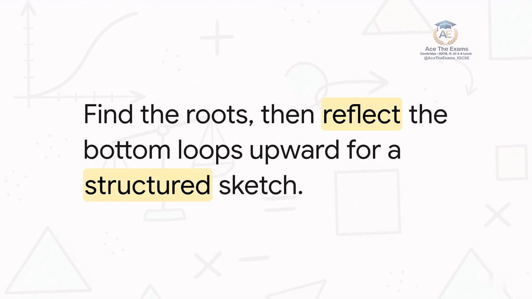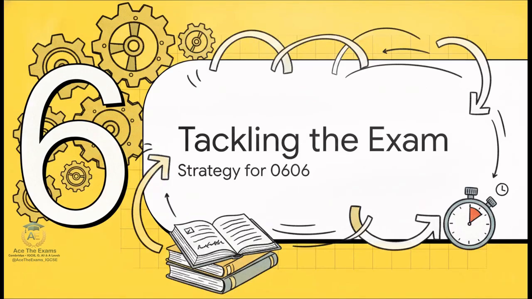Once that's done, just apply the modulus rule we talked about earlier. You literally just take those bottom loops that are dipping below the x-axis and reflect them straight upward into positive territory. Just like that, a crazy complex equation turns into a really simple, structured sketch. Finally, section 6, tackling the exam. Let's bring it all together.